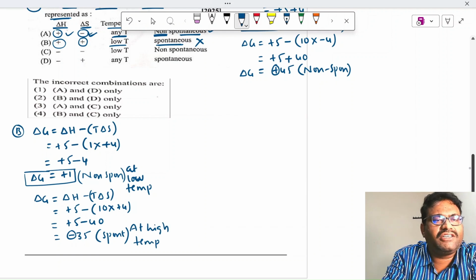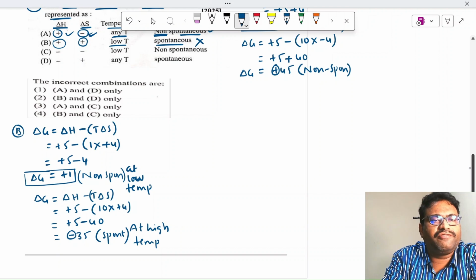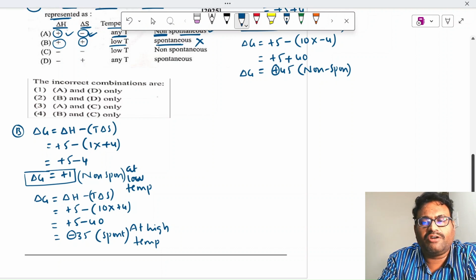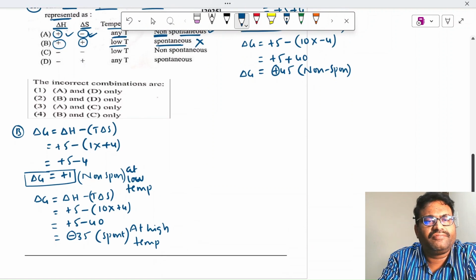So here in the second option, you can find the conditions provided. The condition provided is low temperature. So that cannot be correct. Okay, wrong. Next, option C.